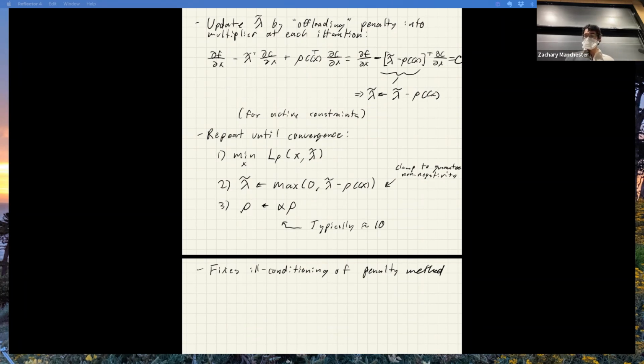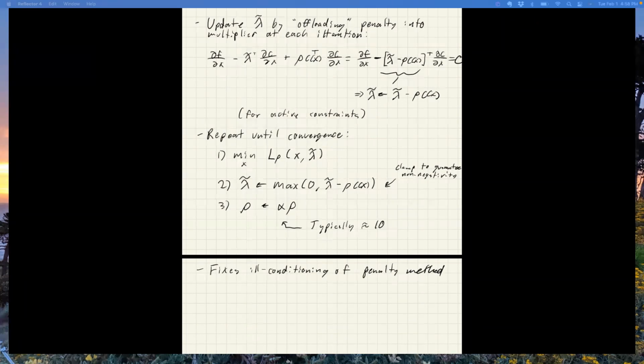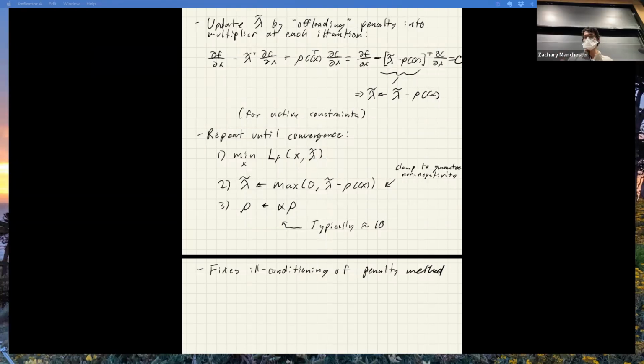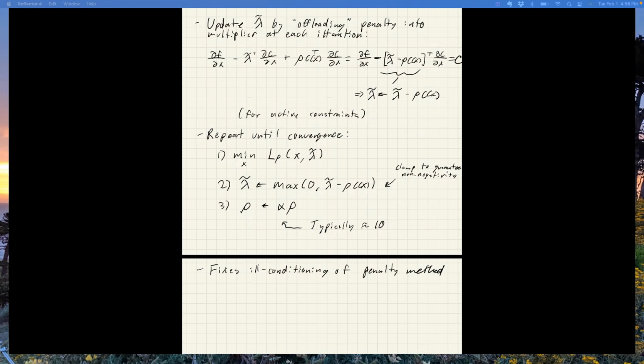That's the idea here: the lambda tilde minus rho c of x term, that whole term looks like a Lagrange multiplier term, right? And so that whole term, including the penalty, is what my Lagrange multiplier should be. Does that make sense? I guess from a high level, it makes sense.